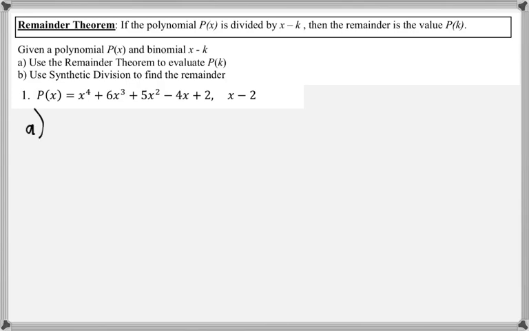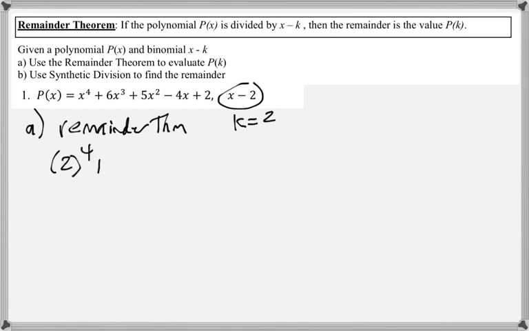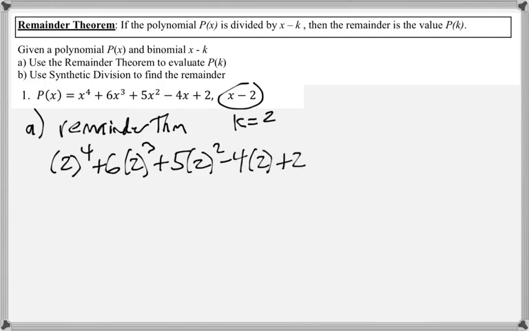So with part A, by the remainder theorem, they want us to plug, well, if it's x minus k here, then k is equal to 2. So I want to plug in 2 into my polynomial. And if you do that, then you should get 78.